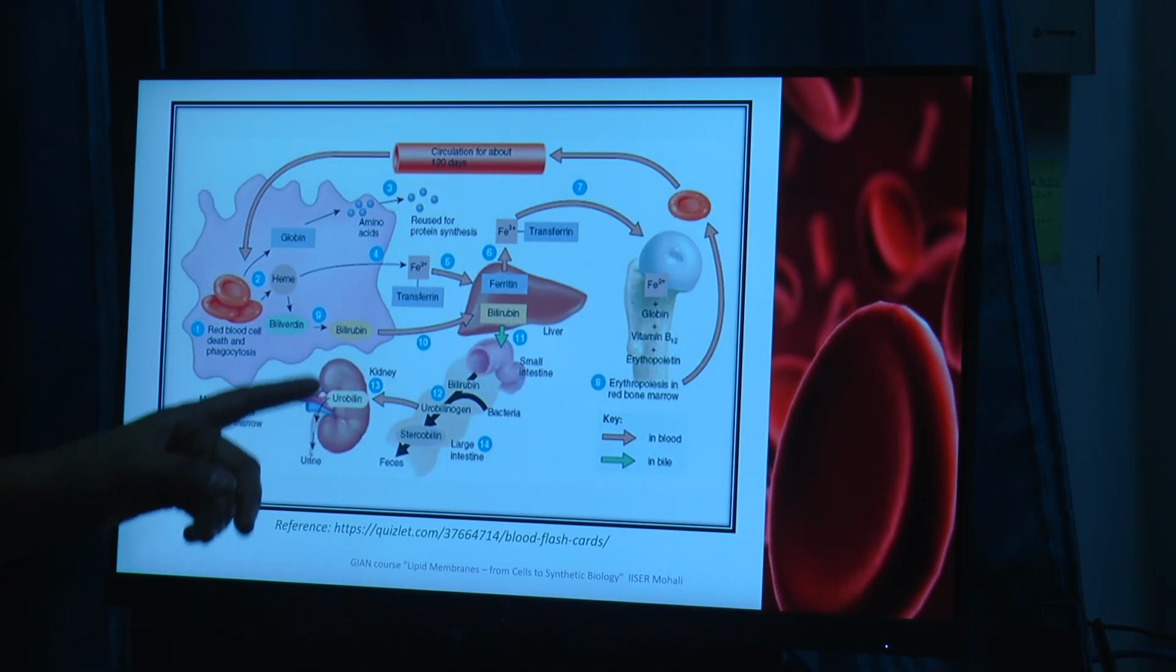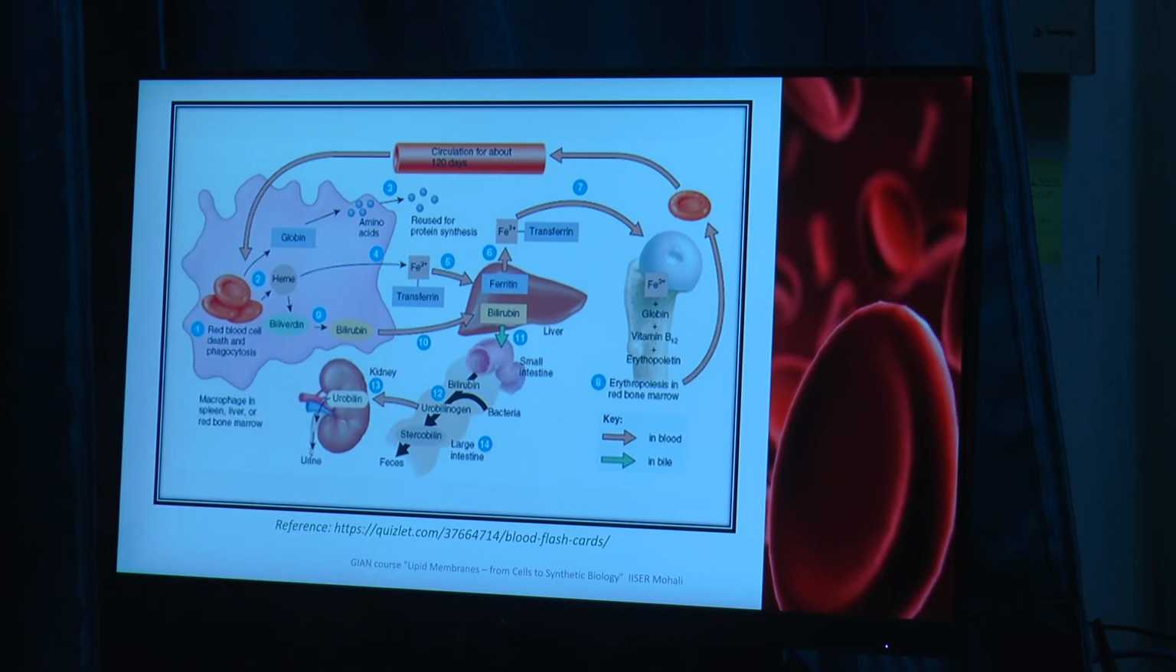And then we have iron, the heme content which is there in our blood. That iron content is also recycled in our body, and it goes to the bone marrow where we are generating new red blood cells.